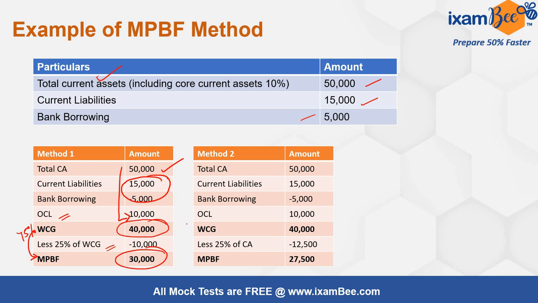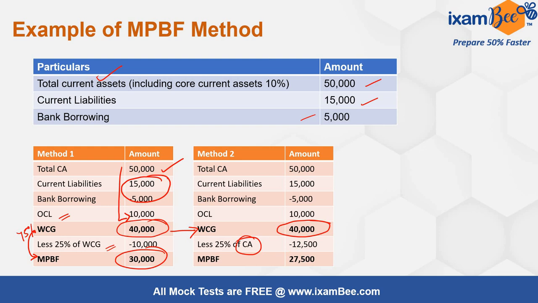As per the second method, our calculation of the working capital gap remains the same as before. However, here we reduce 25% of the current assets and not the working capital gap. So in that case, the maximum permissible bank finance is lesser than what it was under method 1.